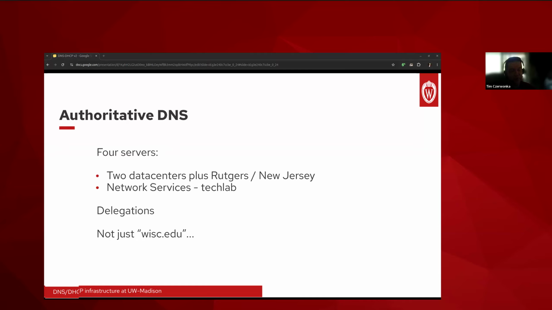Two of our servers are located in our Dayton Street data center. They are on separate sources of power. We have a third authoritative DNS server located in a different part of campus in another data center. And a fourth one is located, like I said, at a data center in Rutgers in New Jersey, along with a secondary Infoblox controller that would allow backup control if there were issues here in Madison.